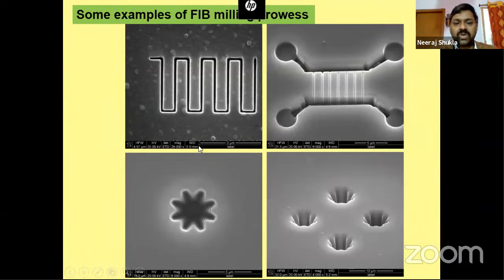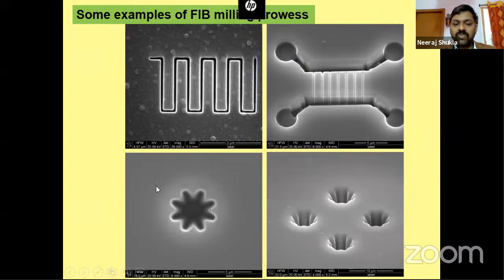You can see the length is scaled to micrometers, and this effort was from one of our lab mates to make an interdigital electrode for a biological application, DNA separation, from the BSB department. There are also some micro grooves which were made by FIB milling. Whatever shape you design, it can do the milling in a similar fashion.